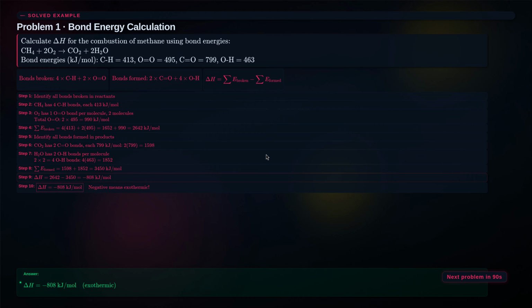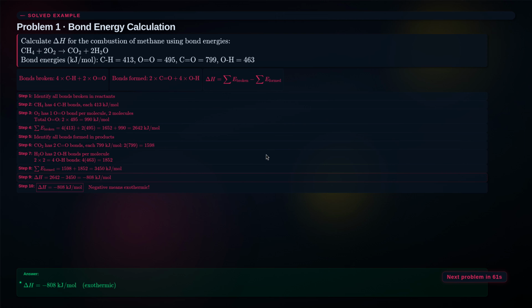Step 1. Identify all bonds broken in reactants. Methane has 4 C-H bonds, each 413 kilojoules per mole. O2 has 1 double bond per molecule, 2 molecules. Total O=O is 990. Sum of bonds broken equals 4 times 413 plus 2 times 495, which is 2,642 kilojoules per mole.